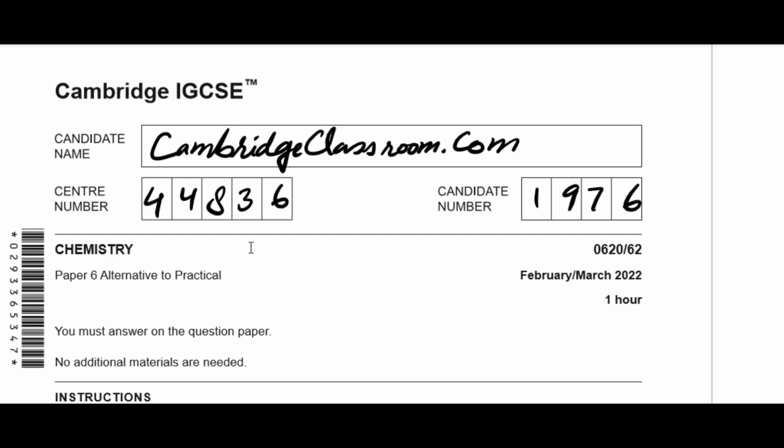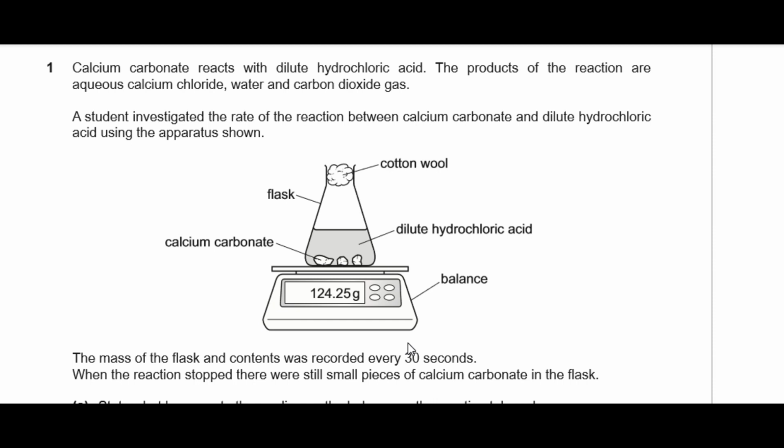Welcome students. We are going to discuss chemistry ATP paper, which is paper 6, 0620/62 for Feb/March 2022. The first question is about calcium carbonate reacting with dilute hydrochloric acid.